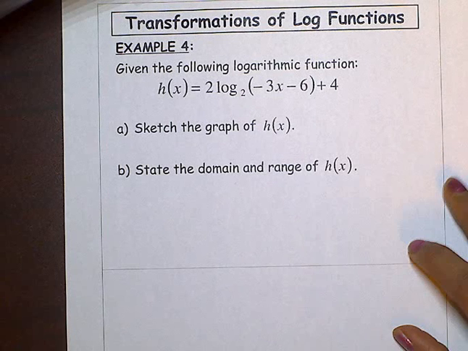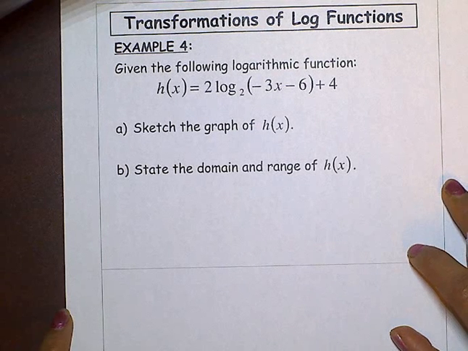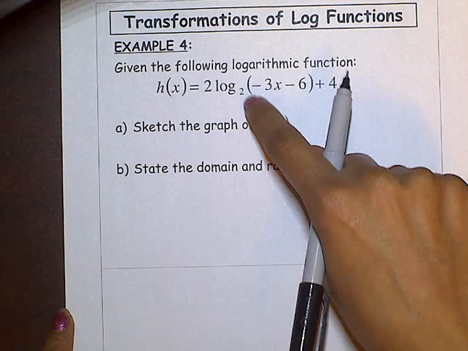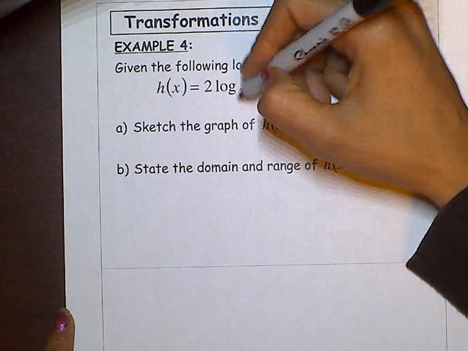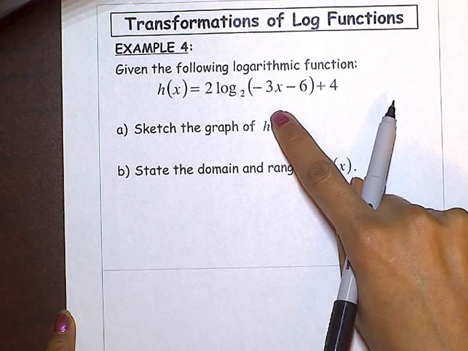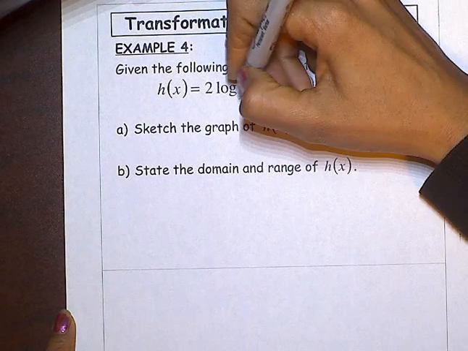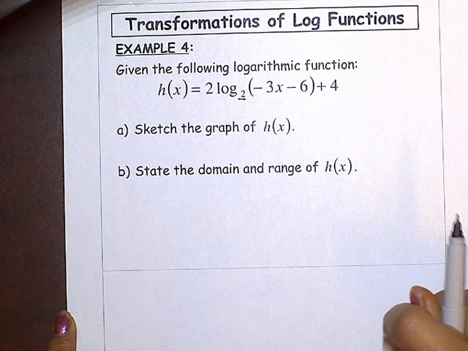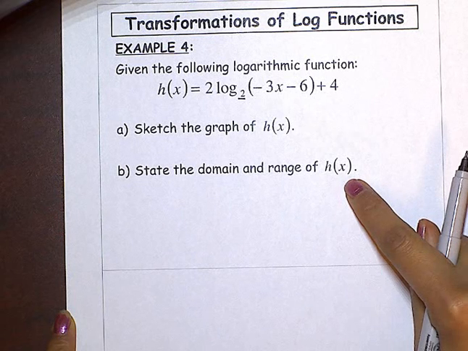Now we're going to do our last example, example 4. It says, given the following logarithmic function, h of x equals 2 log base 2. Now my base is 2, keep that in mind, that's a little bit different from what we have seen earlier. Of negative 3x minus 6, plus 4. The question asks us to sketch the graph of h of x and also to indicate what the domain and range of h of x will be.